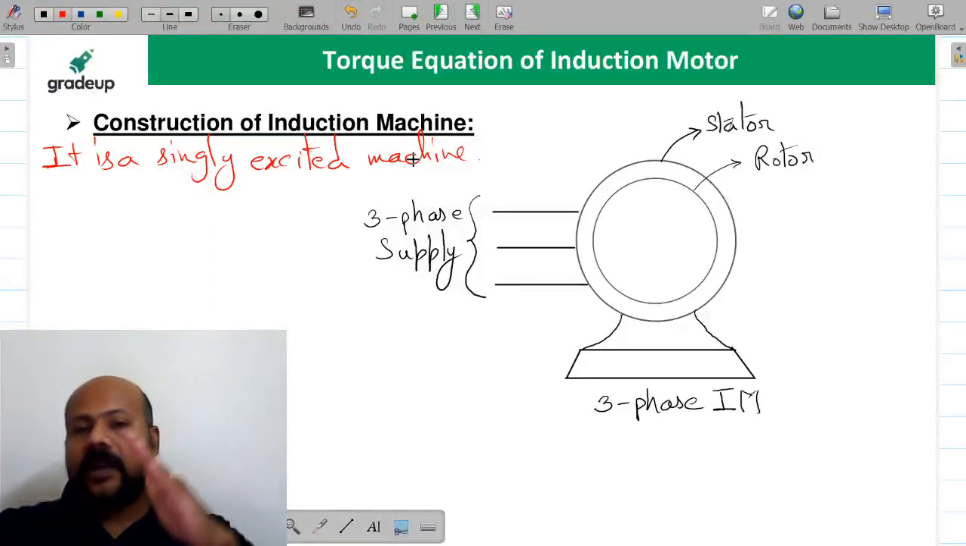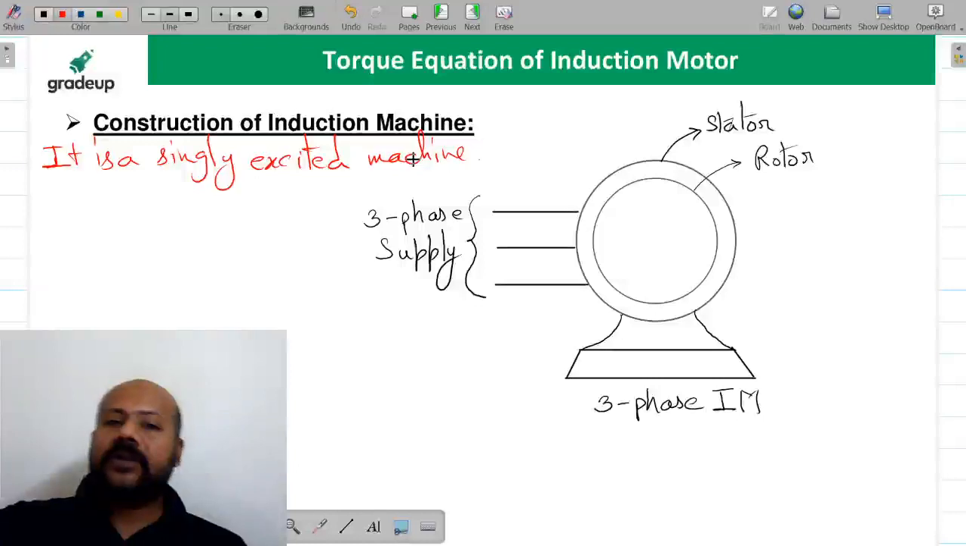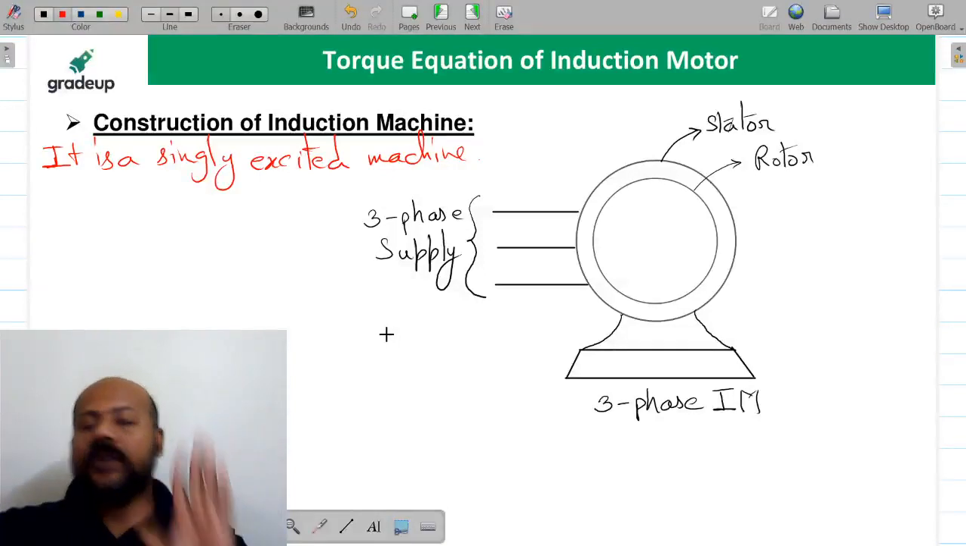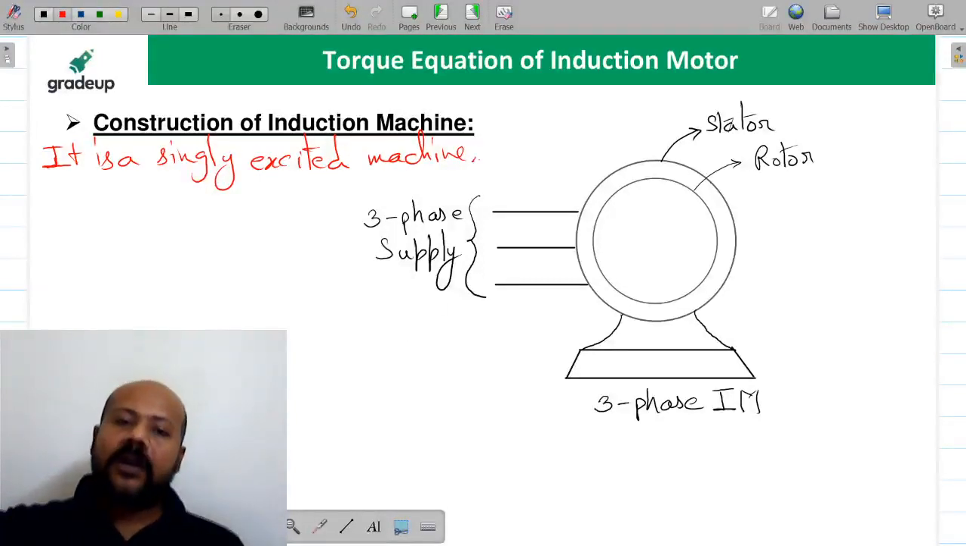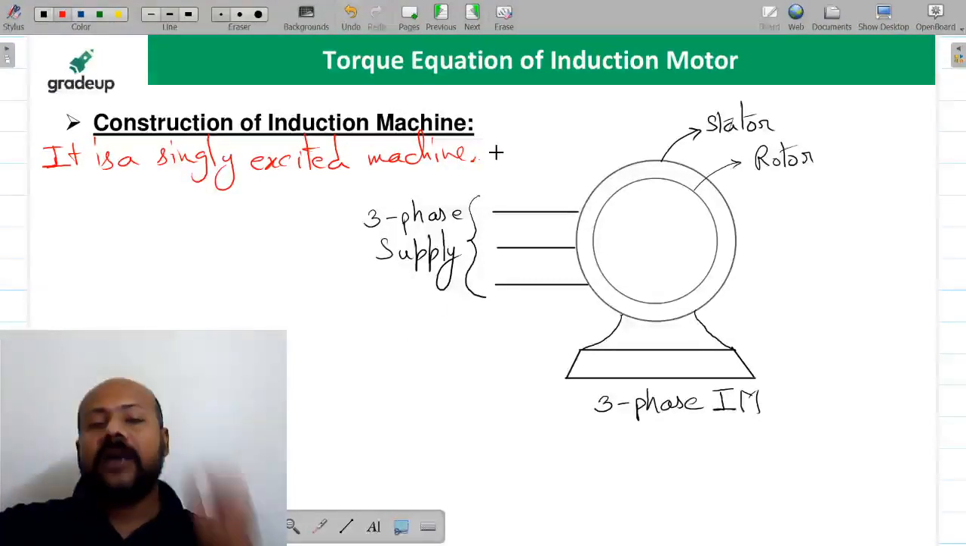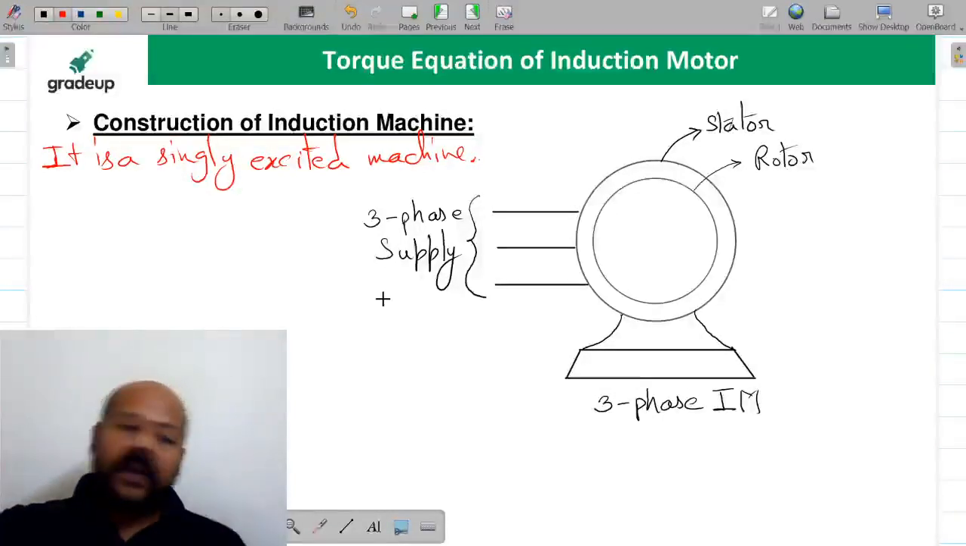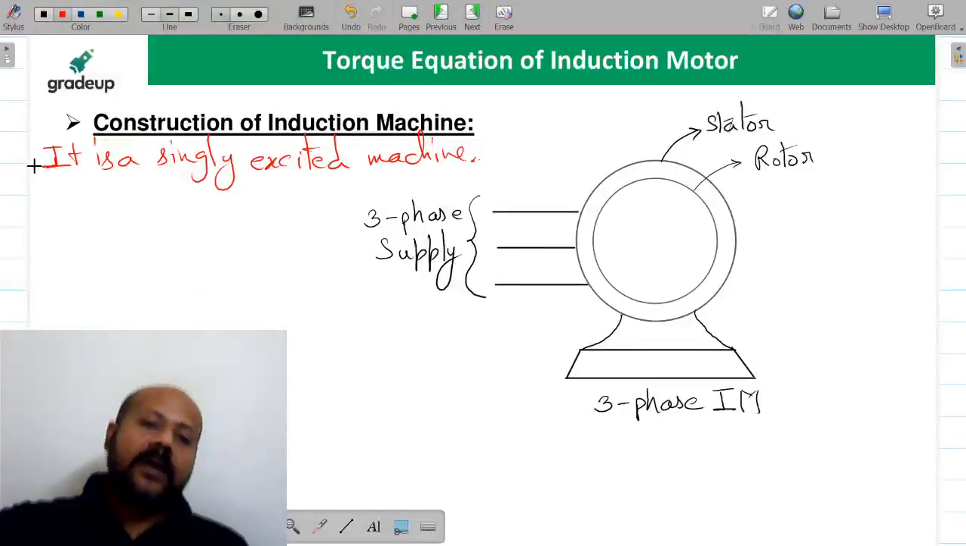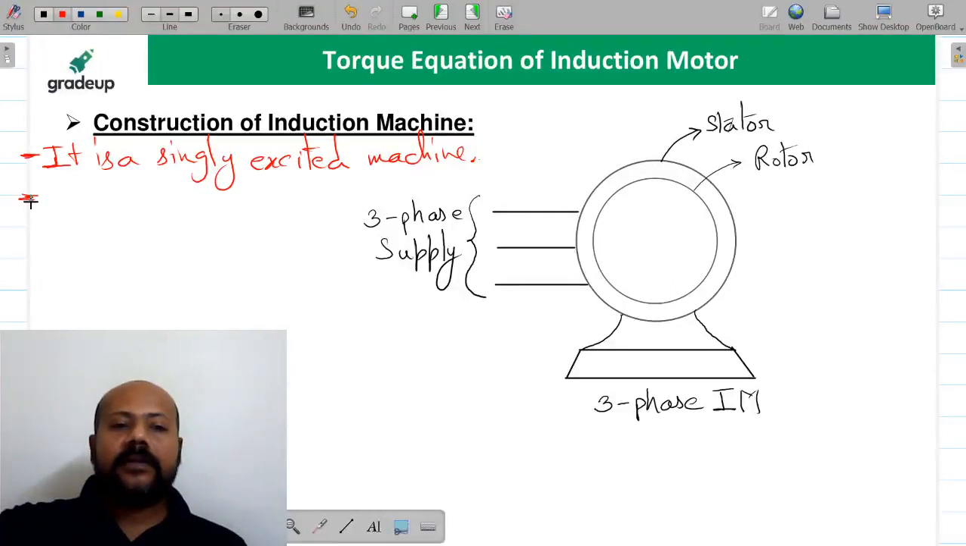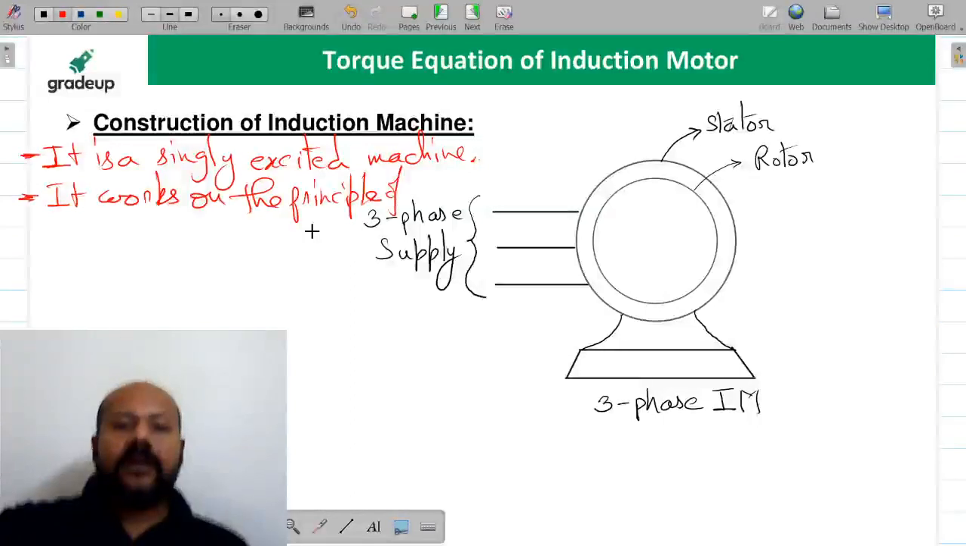First difference, in comparison to DC machines, commutator machines, or the synchronous machines: DC machines and synchronous machines, we have talked about this, they are doubly excited machines, whereas the induction machine is a singly excited machine. Second important point, it works on the principle of induction.